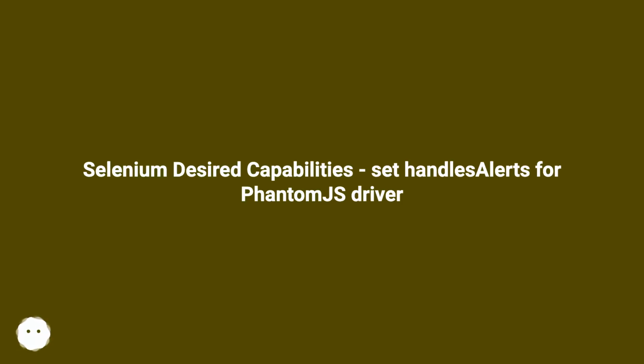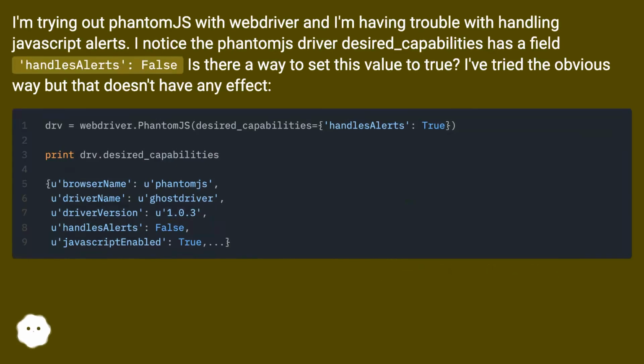Selenium Desired Capabilities, set handlesAlerts for PhantomJS driver. I'm trying out PhantomJS with WebDriver and I'm having trouble with handling JavaScript alerts. I noticed the PhantomJS driver desired_capabilities has a field, handlesAlerts: false. Is there a way to set this value to true? I've tried the obvious way, but that doesn't have any effect.